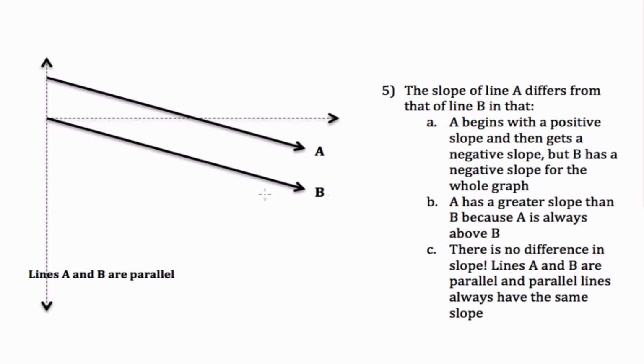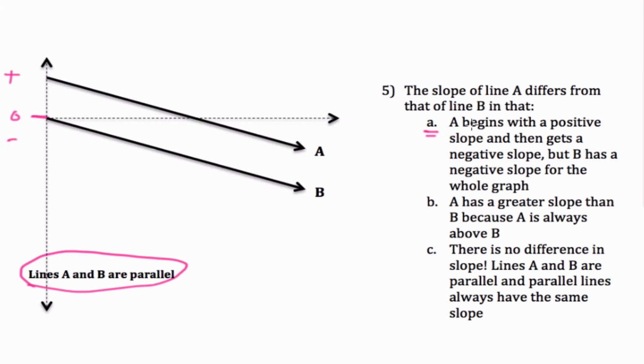Here's number 5. You're told the lines are parallel, and hopefully we know that means they have the same slope. So let's look at our choices here. The slope of line A differs from that of line B in that A begins with a positive slope and gets a negative slope, but B has a negative slope for the whole graph. I'm trying to find out here if you understand that where this starts, where the y values or the vertical axis values are positive, right? Here's the x-axis, here's 0. This is where all the positive numbers are. This is where the negative numbers are.